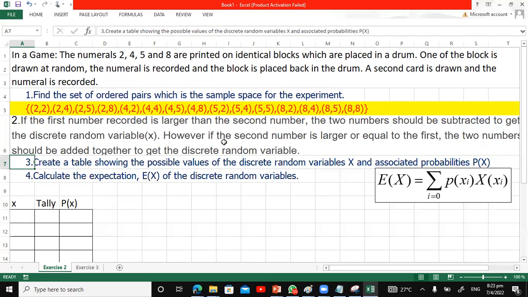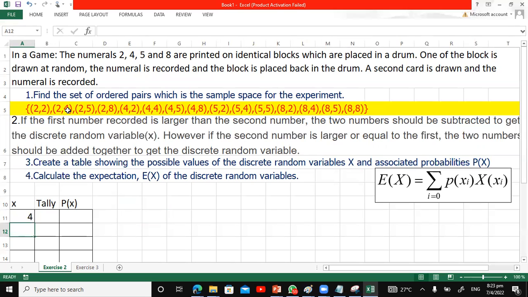All right. So if the second number is larger or equal to the first number, then the two numbers should be added together to get a discrete random variable. All right, so let's start. In this case, the two numbers are the same, so we're going to add them together to get a discrete random variable. So 2 and 2, so that's 4.